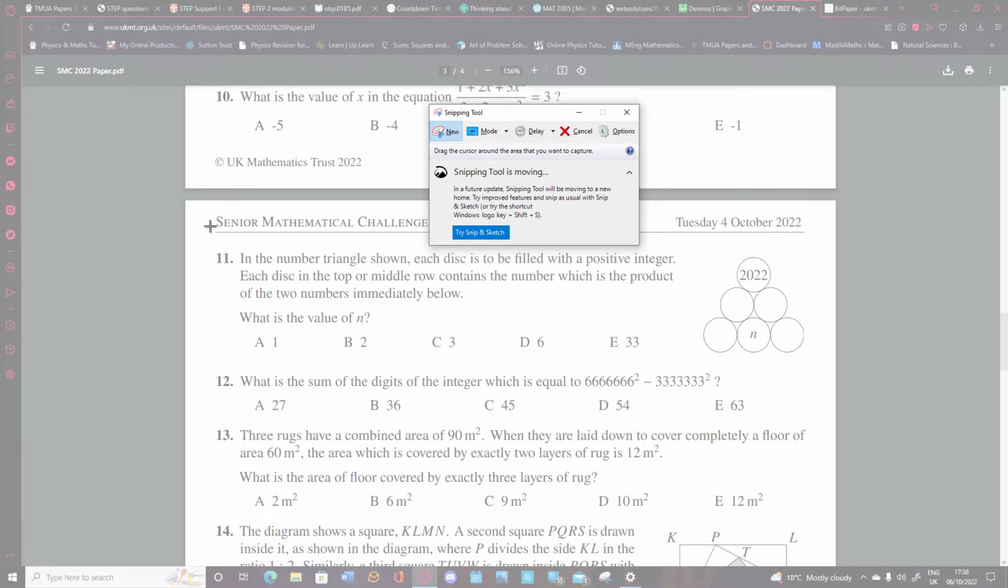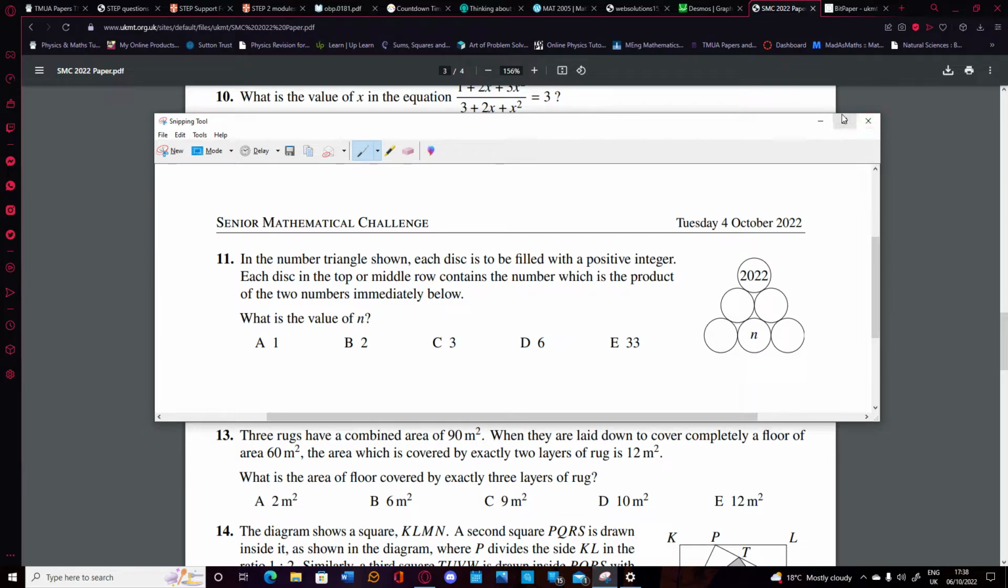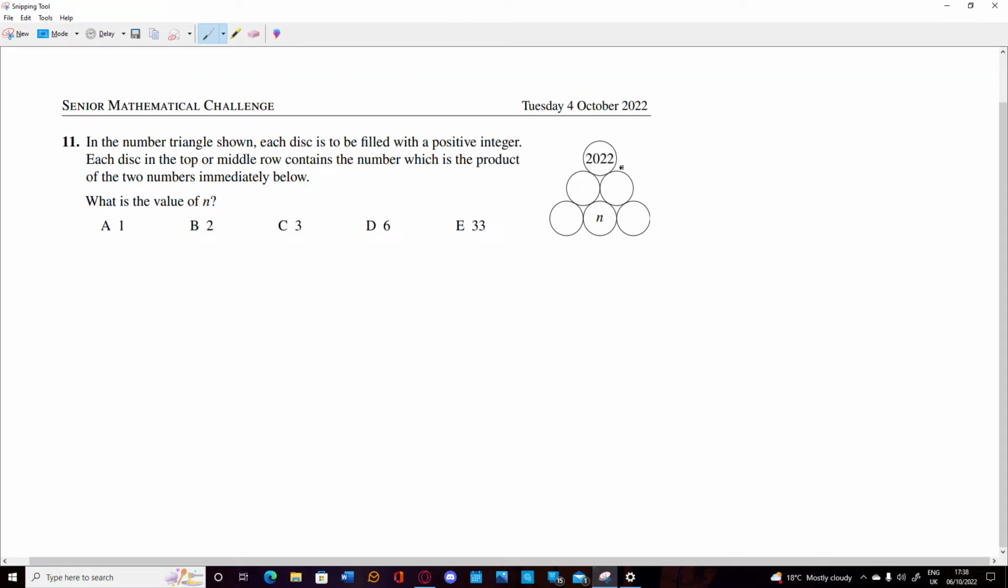Senior Math Challenge really loves the number 2022. Oh yeah, it's year 2022 as well. Interesting, but just remember 2022 is equal to 2 times 3 times 337, which is prime.